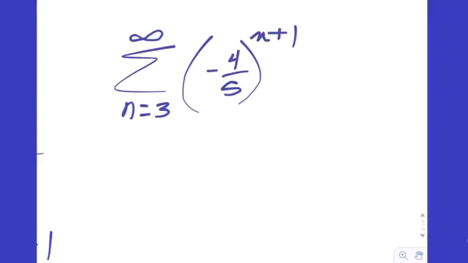Hey, what's y'all's suspicion on this one? Converge or diverge? Your intuition, as I've been saying. Converge. It does converge, yeah.